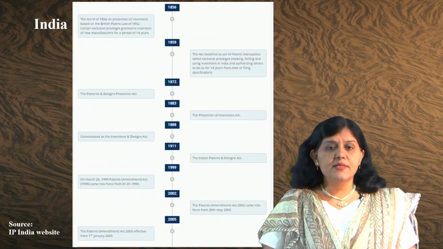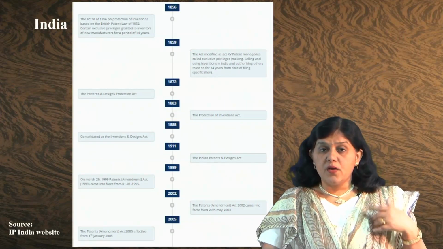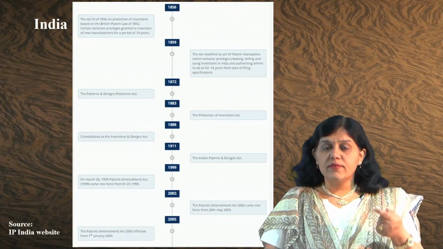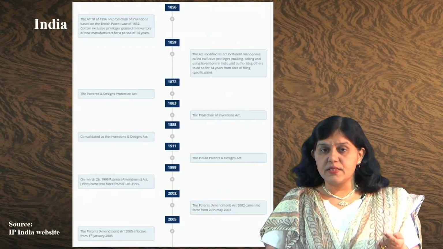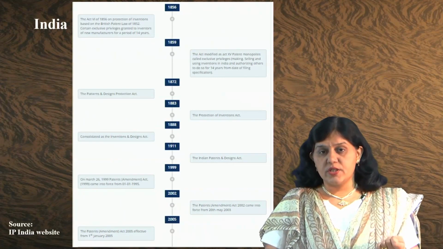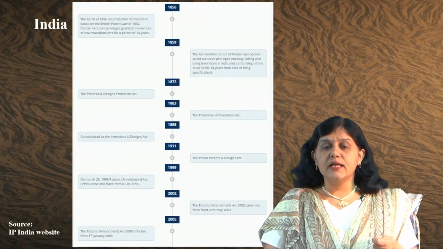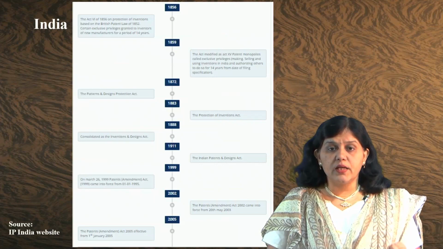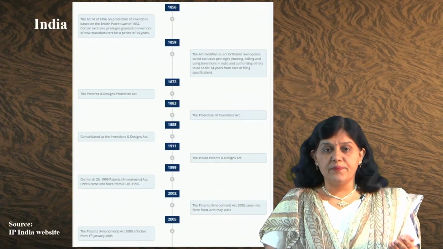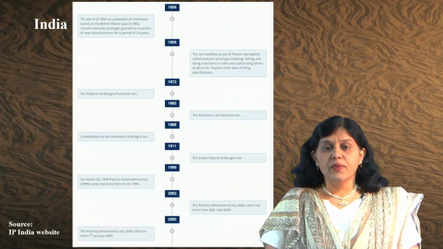What is TRIPS? TRIPS is the Trade Related Aspects of Intellectual Property Rights. Once you become a signatory, you have to follow whatever guidelines are given by TRIPS. So, it became obligatory for India to include the provisions of TRIPS, right. And therefore, the Indian Patents Act 1970 was amended in 2002 and then again in 2005 to fulfill the TRIPS obligations.